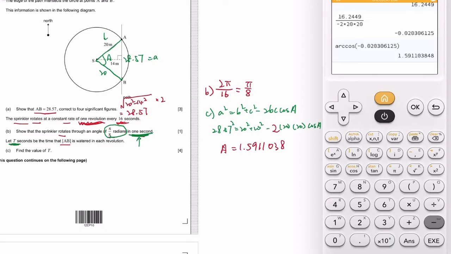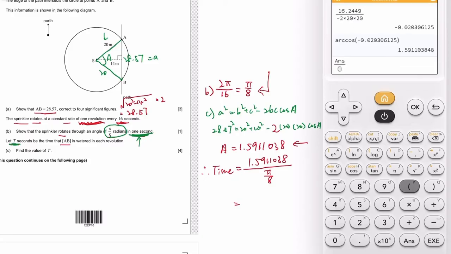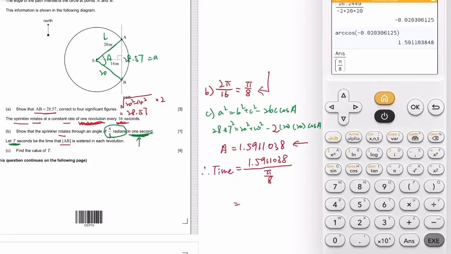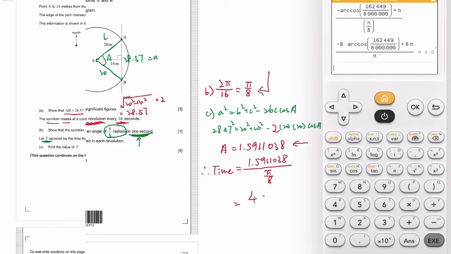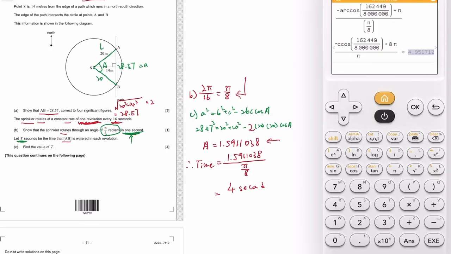We know the sprinkler would cover pi over 8 radian in a second. So the time to cover 1.59 radian would be, you divide by pi over 8. So it's about 4 seconds. Oh, that's a nice number. Wait, the calculator lied to me. It's not actually 4. It's 4.05. Yeah, it's too specific.